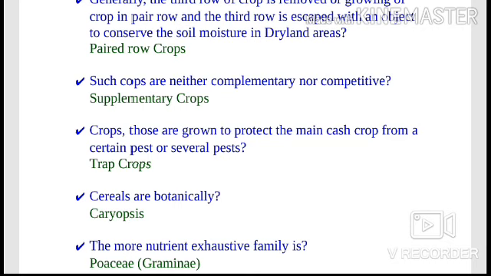Next point is, cereals are botanically caryopsis. Now what is caryopsis? It is a dry one-seeded fruit in which the ovary wall is united with the seed coat, typical to grasses and cereals.